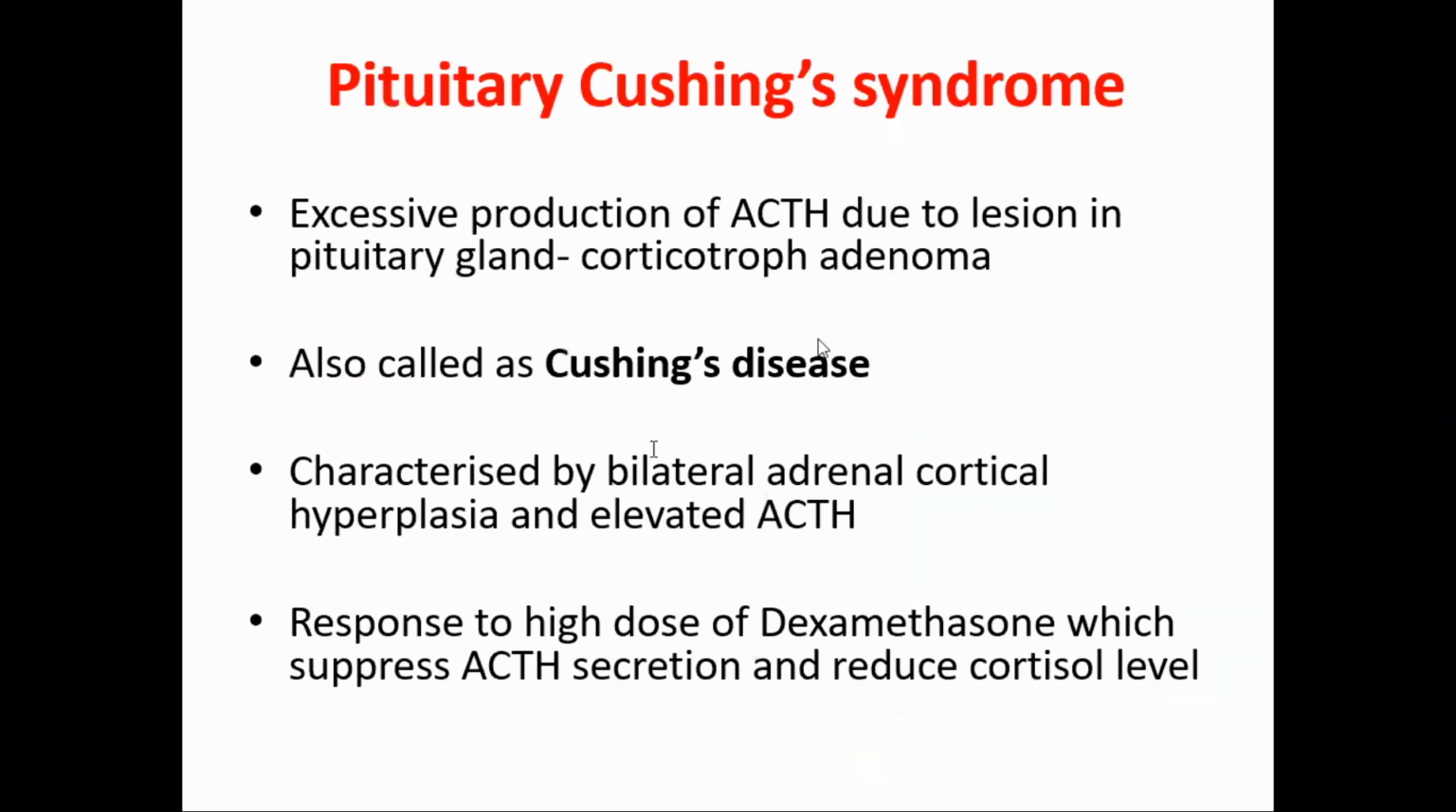And it is characterized by adrenal cortical hyperplasia with elevated ACTH. The person responds well to dexamethasone because when a high dose of dexamethasone is given, it will suppress that increased ACTH level and reduces the cortisol level.